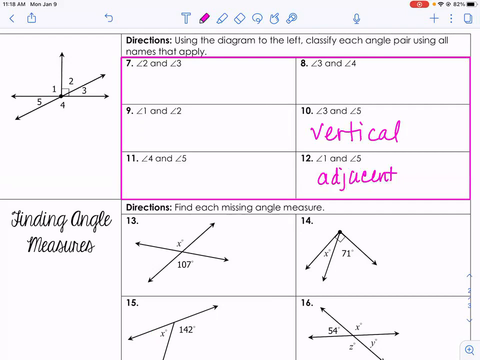Okay. Tyler, tell us about one of them. Okay, angles 2 and 3, what are they? They are both adjacent and complementary. He knows that the sum is 90 degrees because of this little box right here. Okay.